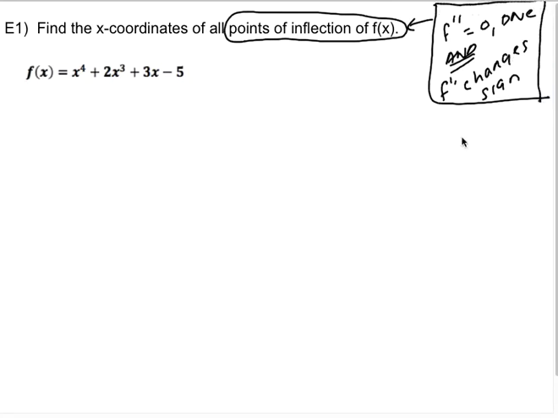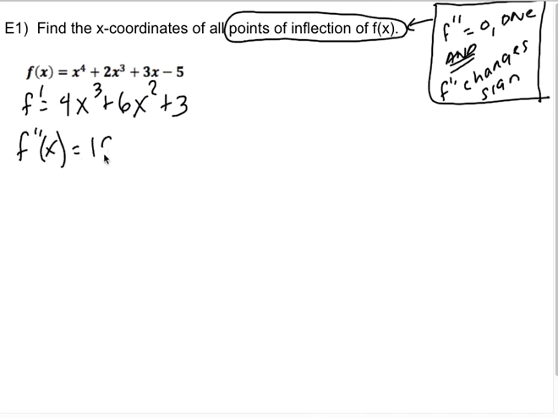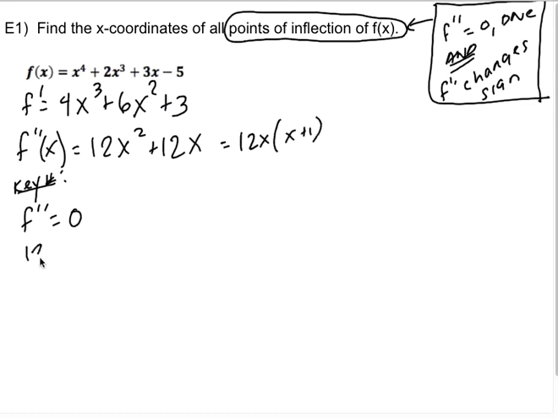You find when it is 0 or does not exist, and you find when it, meaning f double prime, changes sign. So I need f prime first, which is going to be 4x to the third plus 6x squared plus 3. And then I need my f double prime, which is going to be 12x squared plus 12x. So this is what I need, right? To find those key points, right? So those key numbers are those key points. I need when f double prime is 0, which is going to be, I'm going to yank out a 12x and be left with x plus 1 here. So that's going to be when 12x is 0, which is just x equals 0, right?